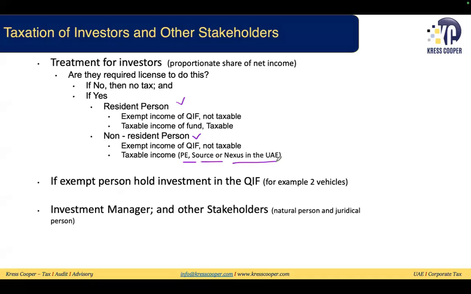If an exempt person should hold investment in a qualifying investment fund, as I mentioned, there is one fund which is a qualifying investment fund, and this fund is further making an investment in another qualifying investment fund. If this fund is satisfying the criteria, it needs to apply to the FTA separately to be classified as a qualifying investment fund, even though it is 100% owned by one qualifying investment fund. This fund, if it is itself satisfying the criteria, needs to apply to the FTA to be treated as a qualifying investment fund.